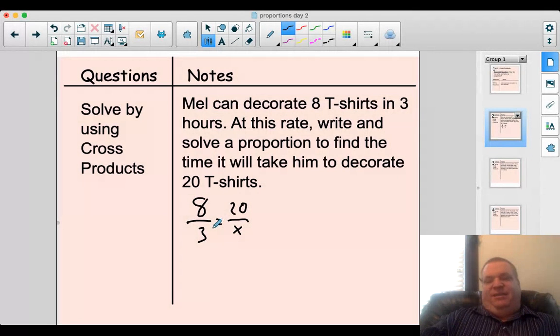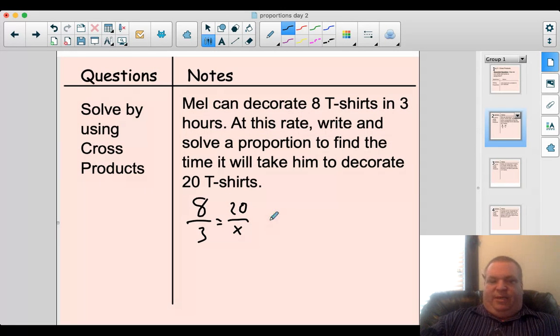If I decided from the beginning to do hours to shirts and said 3 to 8, that's fine. I would have just had to set this up hours to shirts as well, in which case we would have had the x on top and the 20 on bottom. Okay, so this proportion would still work if it was flipped upside down, which hopefully makes sense given how we're solving it with the cross products. Okay, but we have to be consistent. If I did 8 to 3 equals x to 20, and had shirts to hours and hours to shirts, that's not going to work. So it's got to be consistent, it's got to be the same between the two ratios.